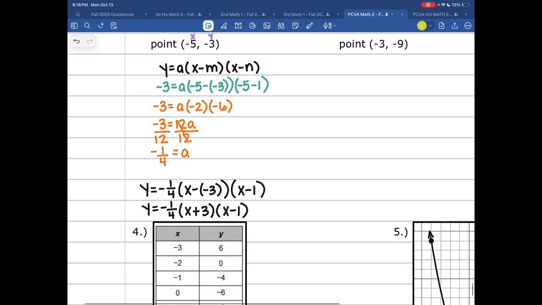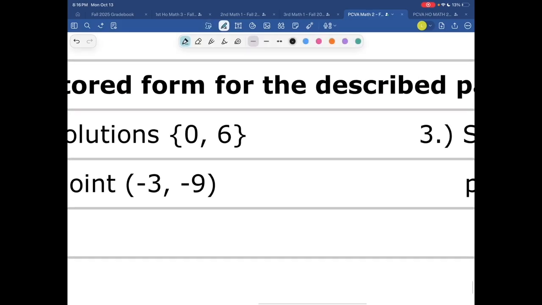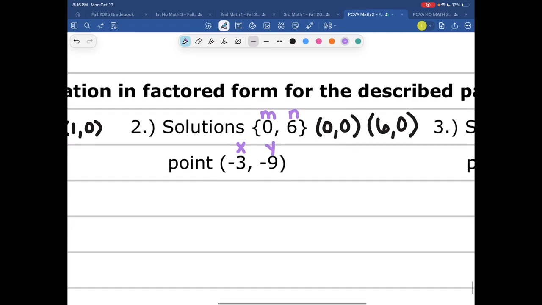All right, so let's look at the next example. Same situation. We have our solutions are at 0 and 6. So again, that means that I have a solution at 0 and I have a solution at 6, 0. So the actual points are those, but these are your M and your N. This is your X and your Y that goes to that point.